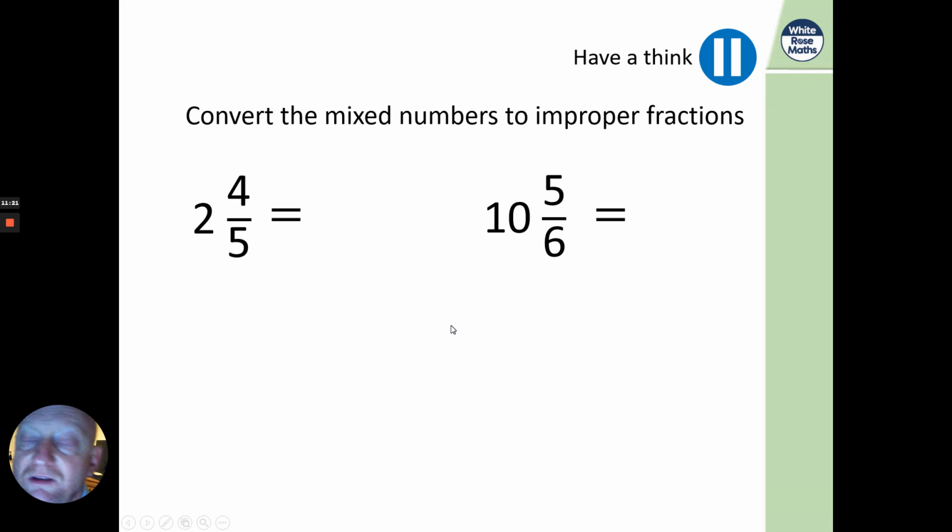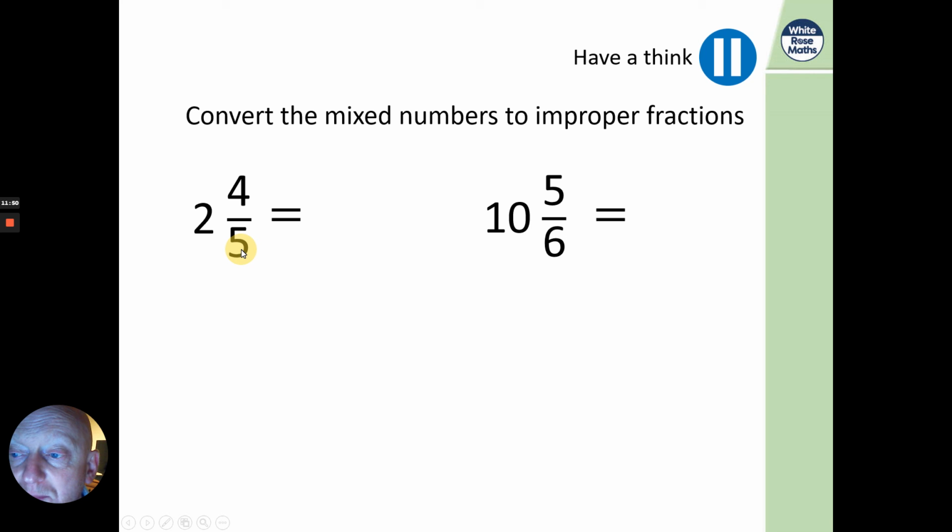Have a little go at this one. See if you can do this on your own. Have a little look. So we've got mixed numbers. We need to convert them into improper fractions. Now, how I would do this is, because we know this is the denominator, you could draw fifths and you could draw them out. Or what you could do is write 2 times 5.